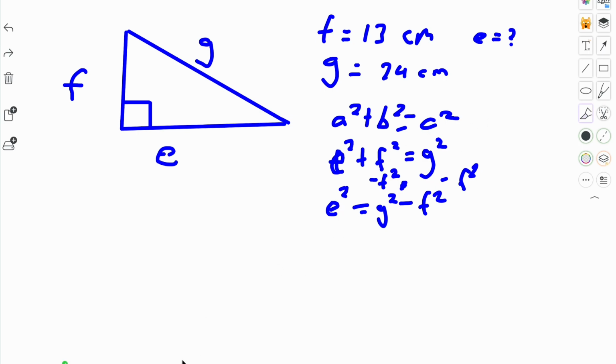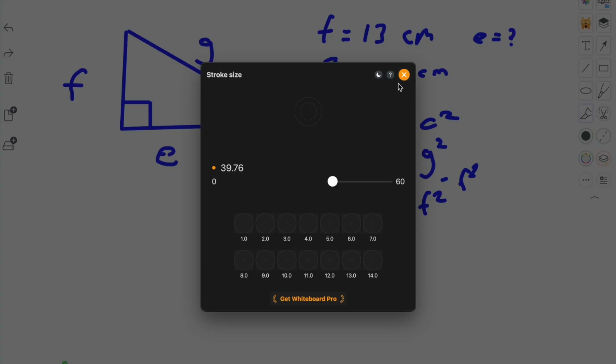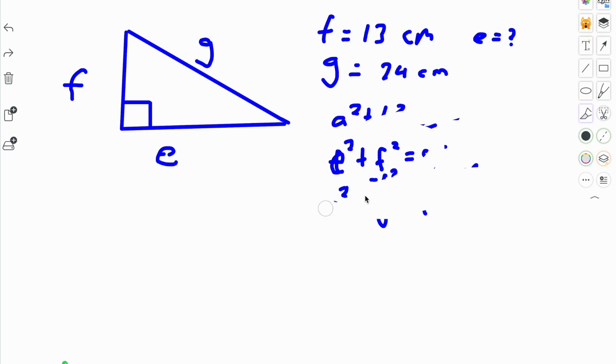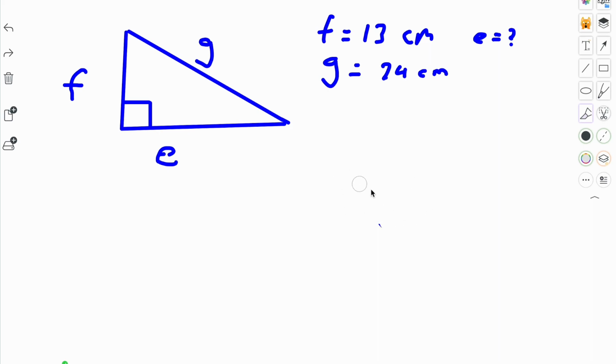I'm just going to erase some of this because I'm getting low on space. I'll rewrite it. All right, so we're going back. Perfect. So E squared equals G squared minus F squared.